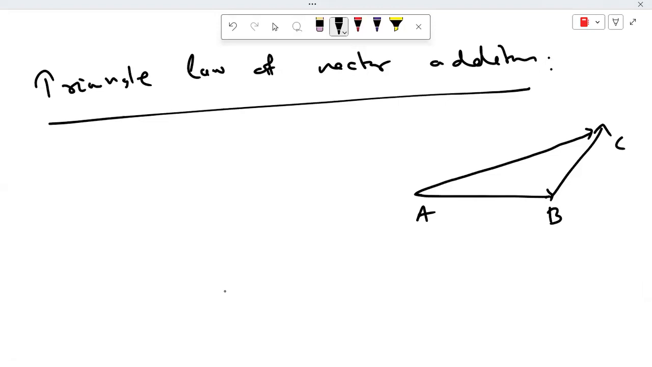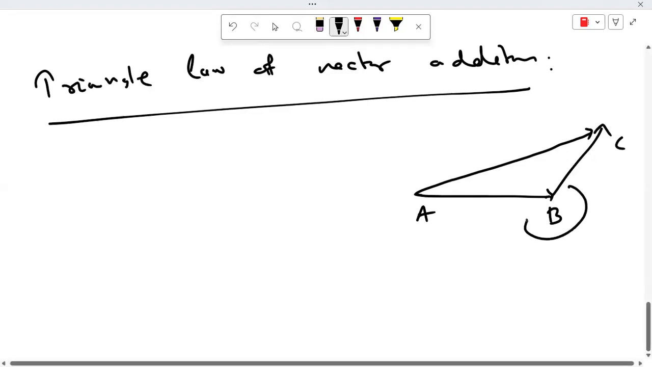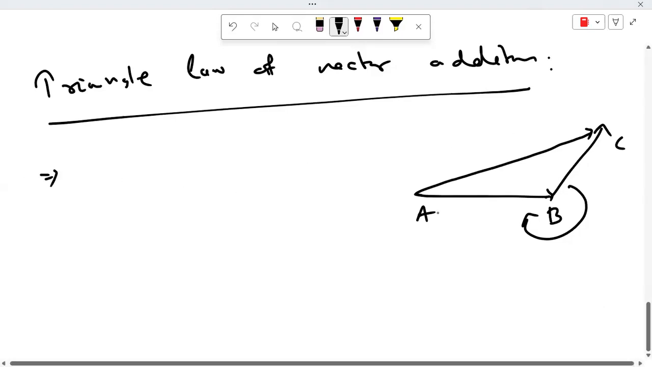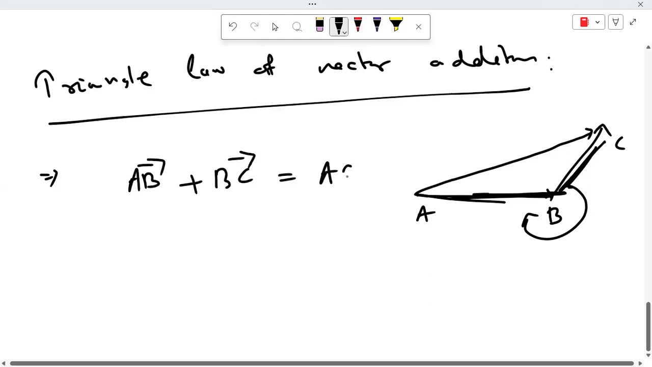Remember, whenever you have to add vectors, the tail of one vector should be kept at the head of another vector. Then only we can add two vectors. So what does triangle law say? Triangle law says simply, if you add AB vector plus BC vector, what you will get is AC vector.